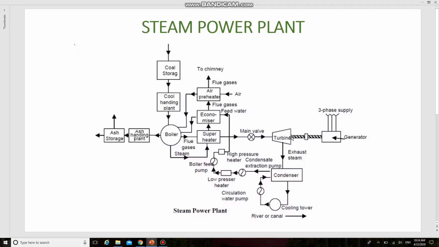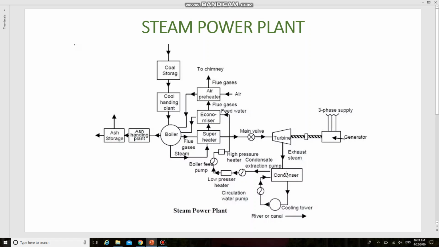So the steam coming out of the prime mover is condensed. This is the condenser. The steam coming out of the prime mover, that is turbine, is condensed in the condenser and then fed to the boiler with the help of pump. So this is the extraction pump. It has to be fed into the boiler.